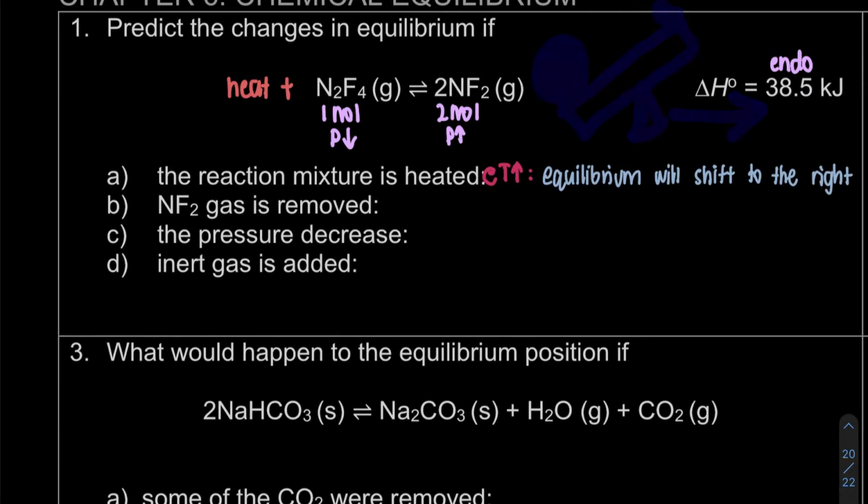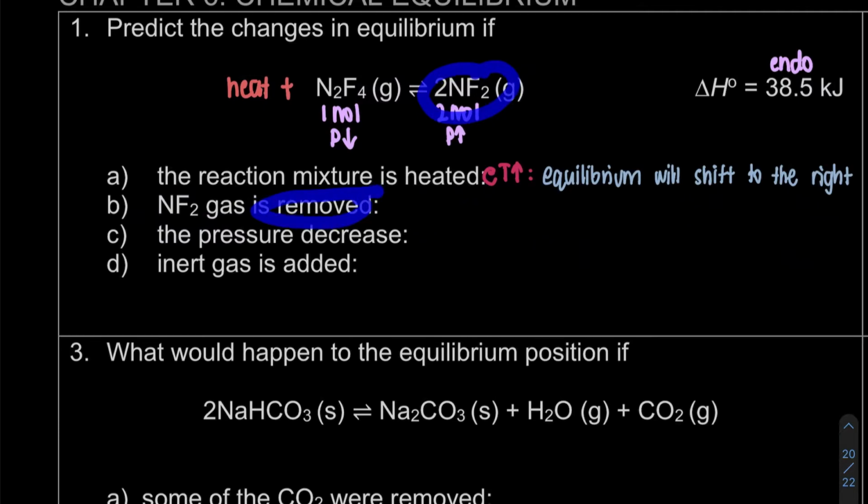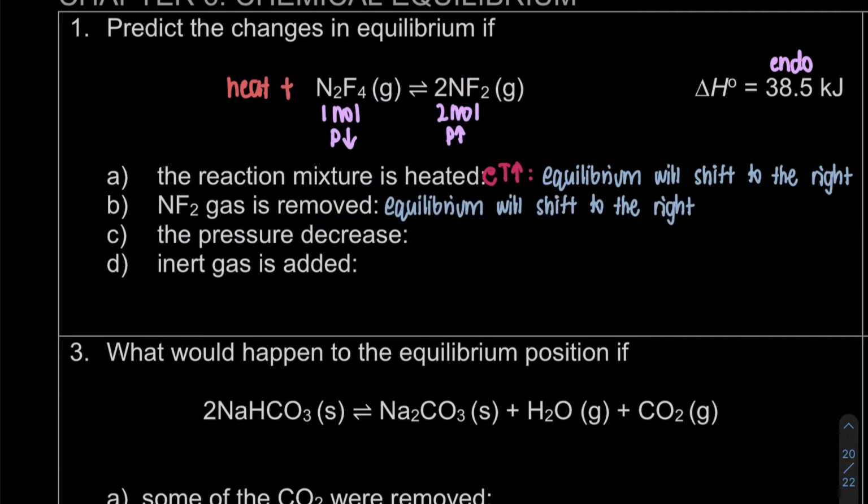Or, because we already know, when NF2 is removed, the NF2 is reduced. So the system will try to counter back by increasing the NF2. When it increases NF2, it will shift to our right, because it wants to form more NF2, since it was removed. Equilibrium will shift to the right.